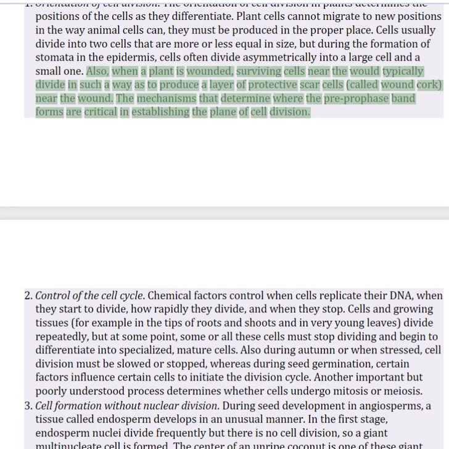Also, when a plant is wounded, surviving cells near the wound typically divide in such a way as to produce a layer of protective scar cells near the wound. The mechanisms that determine where the preprophase band forms are critical in establishing the plane of cell division.